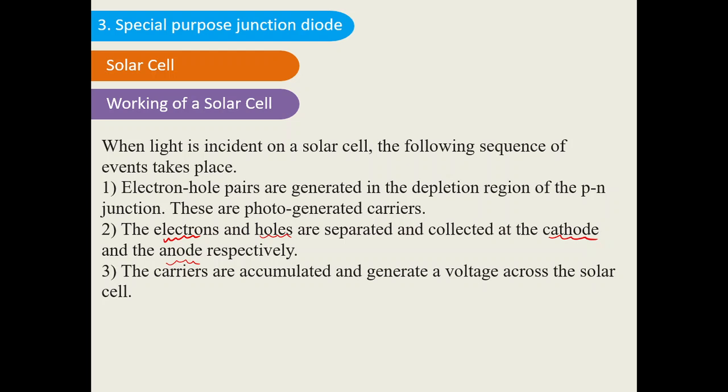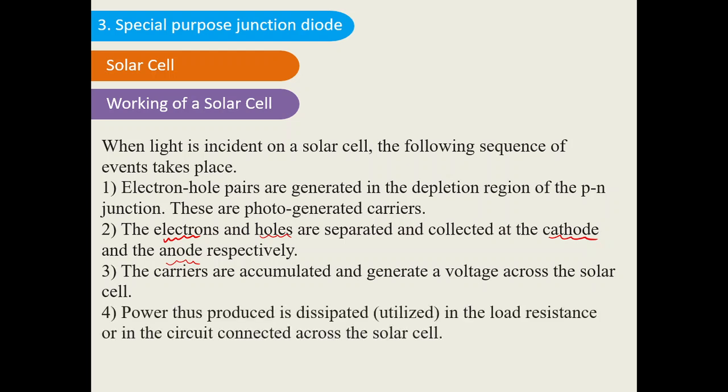The carriers are accumulated, which means they will form a group. That means electrons will get accumulated in the cathode region, that means the N region, and holes are getting accumulated in the anode region, that is the P type of semiconductor. So in the P type of semiconductor, more holes are present now, and in the N type of semiconductor, more electrons are present now. That is going to result in a large amount of holes and electrons, and thus the voltage or the current or the total power across the solar cell is going to increase.